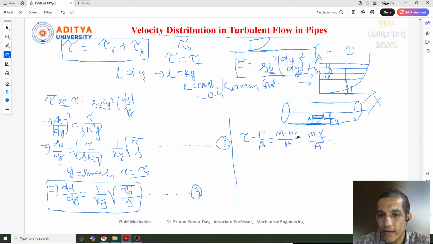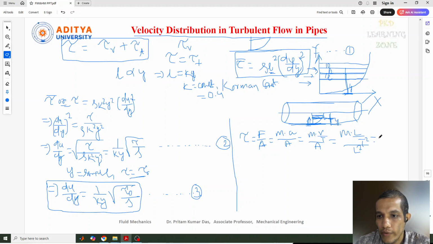Next, velocity I can write as distance by time. So mass into distance, and for distance I'll give L, length, and this is distance by time, and time is there, so t square, and here area, that means area, we can write L square. Now if you solve these things, what will we get?